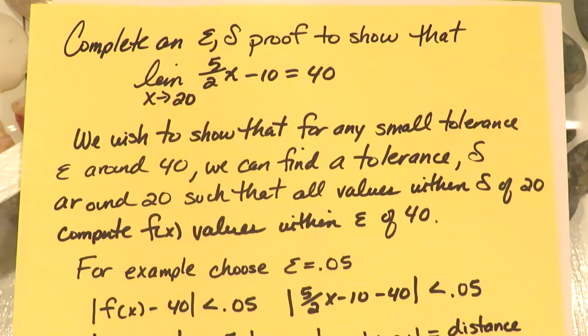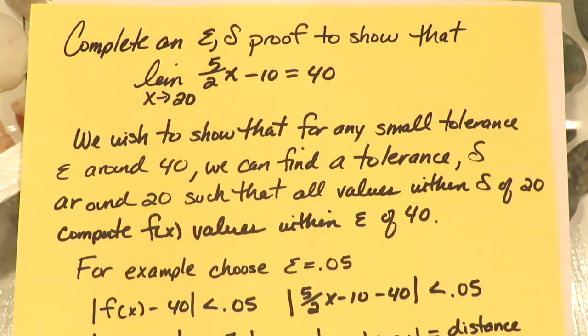One will be: find the limit as x goes to 20 of the line 5/2 x minus 10 and show that it equals 40. In terms of our previous discussion of limits, we know we can just plug the 20 in, a line's a continuous function, plug 20 in, you'll get 40. There you go, you showed the limit was 40. That's not what this activity is about. It's about defining epsilon and delta.